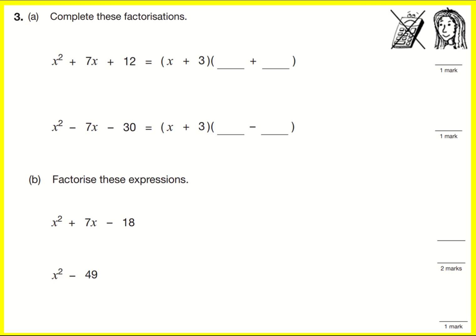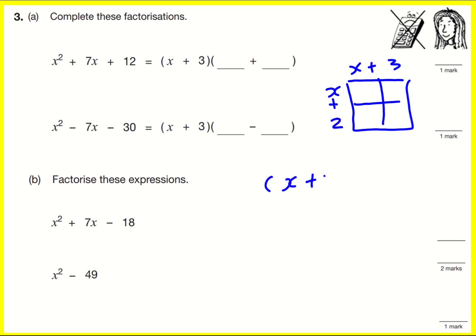We're asked to factorize some quadratics here. Before I do that, I'm just going to talk about multiplying out double brackets. I think that could be useful. So let's say I've got x plus 3 and x plus 2. The normal way you'd write that is (x + 3)(x + 2).